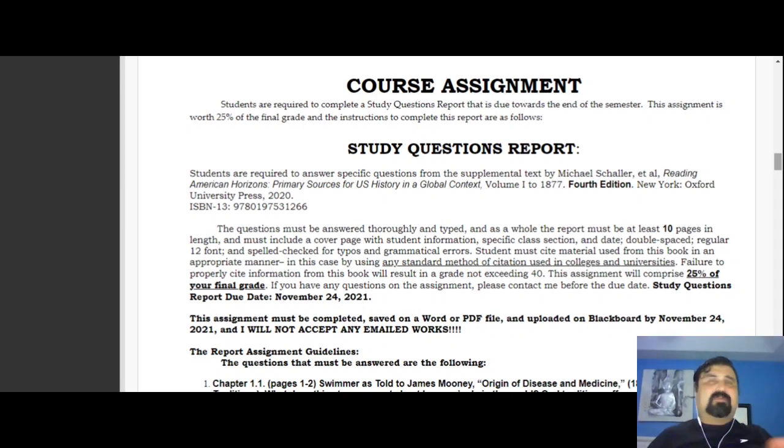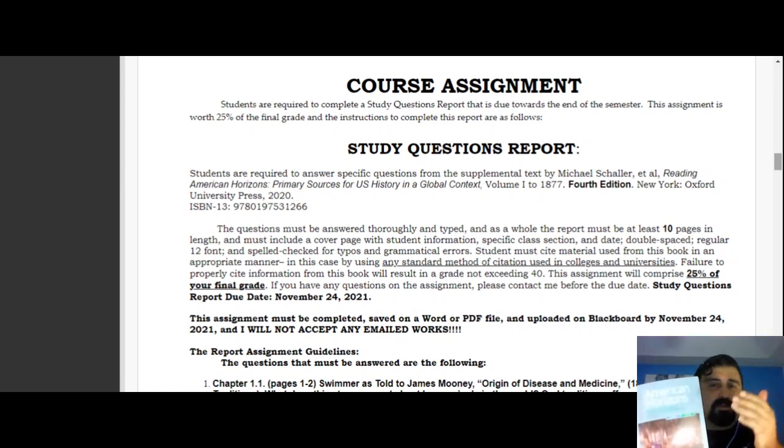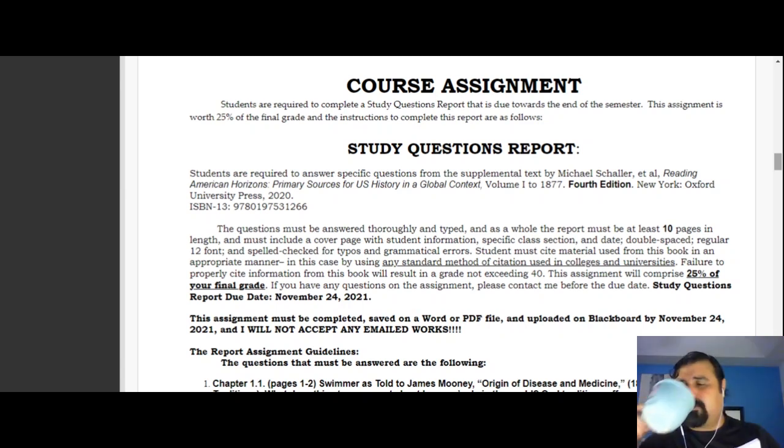Now, the assignment. You might be asking, is it going to be a paper, a report? Yeah, there's one assignment, only one, and it's a report. I call it the study questions report. I mentioned at the beginning, there's going to be a supplemental text needed for this course to complete this assignment.